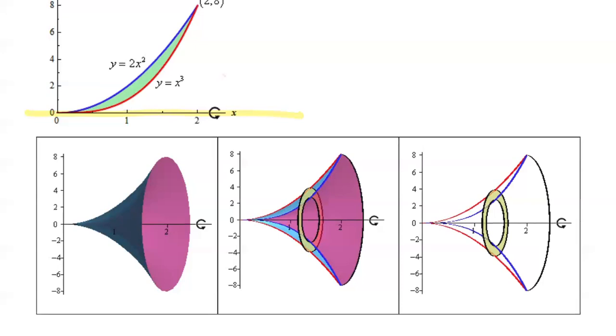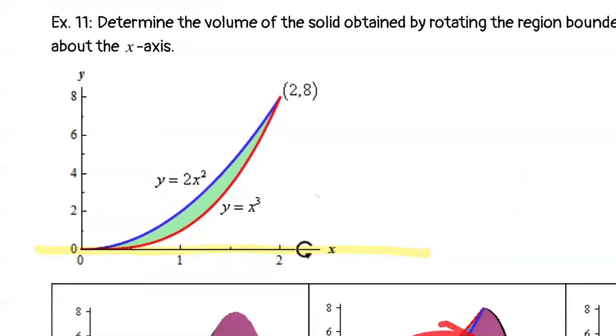Now, before we even highlight this picture right here, I'm wondering, based on this diagram, can you tell me which one is my outer radius and which one is my inner radius? Or which one is my big R and which one is my little r? The big R 2x squared and the little one x cubed. Good, good. So the 2x squared.